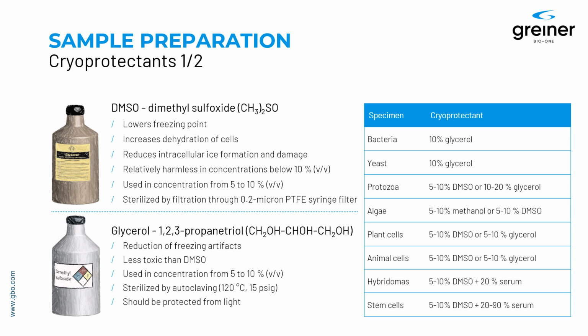Plant cells and animal cells can be stored in 5 to 10% DMSO or 5 to 10% glycerol. And hybridoma cells and stem cells can also be used in 5 to 10% DMSO containing preparations. It is interesting to note that for hybridoma cells, often serum is added at a concentration of 20%, and for stem cells, the concentration of serum being added ranges from 20 up to 90%.